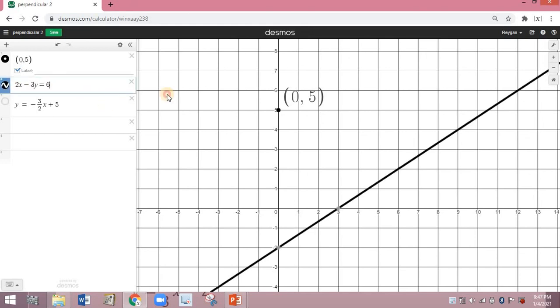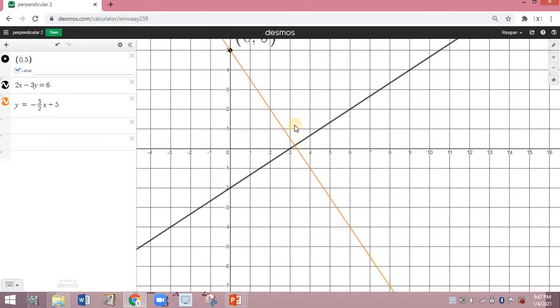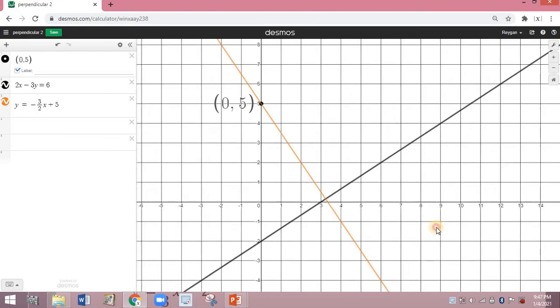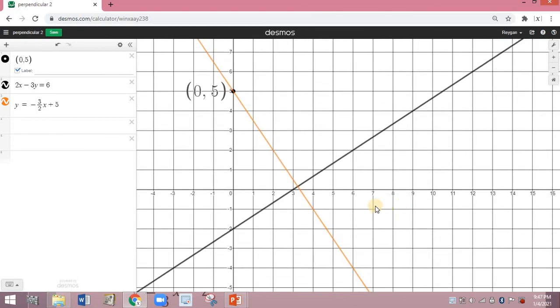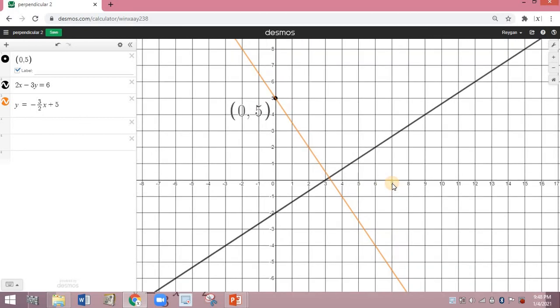Yan nga. Next, ito yung ating point na 0, 5. Yung sagot natin ay y is equals to negative 3 over 2x plus 5. Dapat, dadaan siya dito sa point na 0, 5 and perpendicular siya dun sa ating given na line. Check natin. Okay. So, dumaan siya dun sa 0, 5 and perpendicular siya dun sa ating given na line na kulay itim. And therefore, our answer is correct.